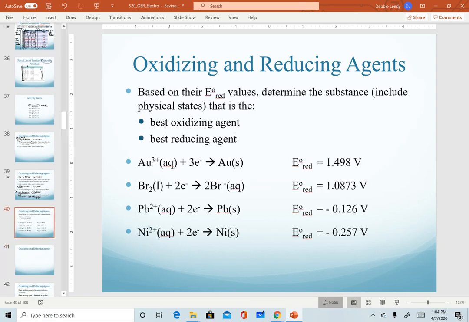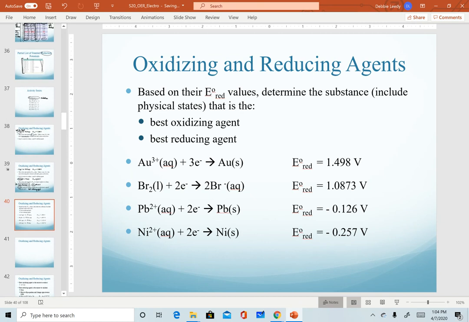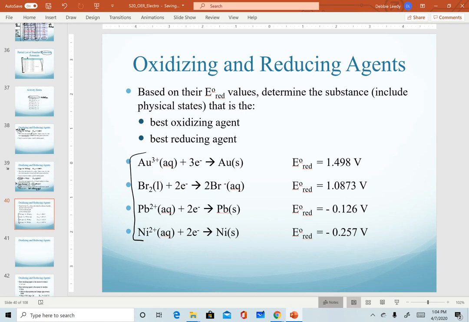So one more activity to make sure the idea of oxidizing and reducing agents makes sense. If I give you this list of 4 half reactions, reduction half reactions, and their reduction potentials, I want you to determine which specific substance, including physical states, is the best oxidizing agent, and which specific substance in these equations, including a physical state, is the best reducing agent. I want you to pause the video. When you have your answers to these, start again, and then I will show the answers for them or work through the answer.